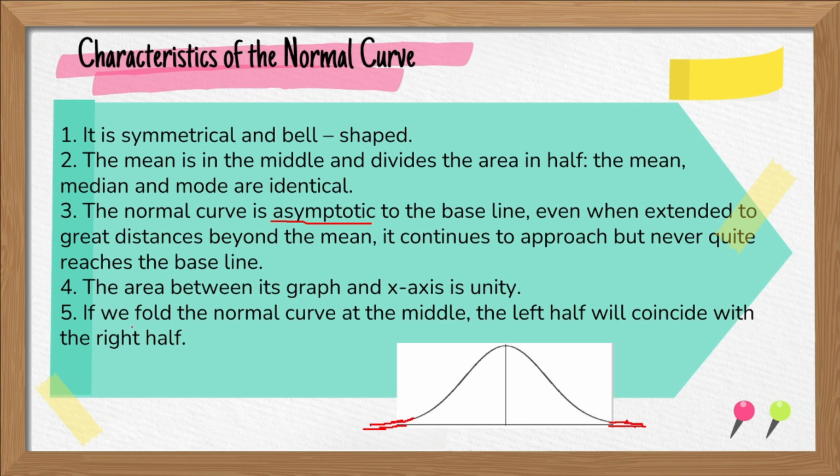Okay, number 5, if we fold the normal curve at the middle, the left half will coincide with the right half. Pag finold down natin to, no? Kasi nga, symmetrical sila. So kapag finold natin, para siyang yung kamay natin, 'di ba? Kapag tinapat, pag pinagdikit natin, para siyang reflection sa salamin. Okay? Pantay. So, that is number 5.